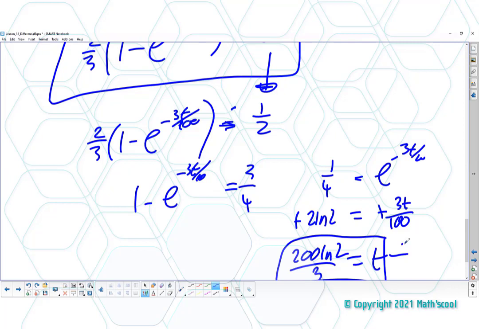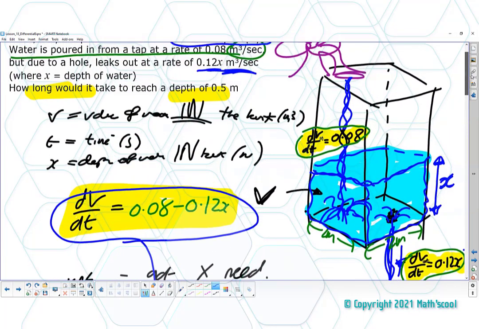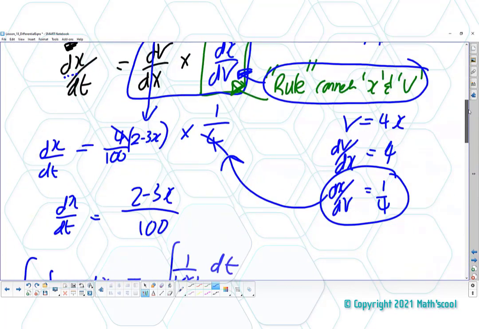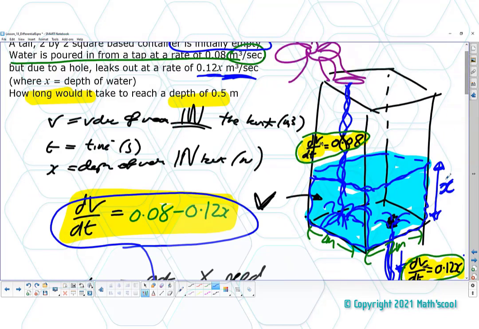And then stick that in the calculator just to get a decimal. 46.2, all my units, it was seconds, so 46 seconds. 46 seconds it's going to take to reach a depth of a half meter. So in 46 seconds, let's call that 0.5 meters, that's how long it's going to take to reach that depth.